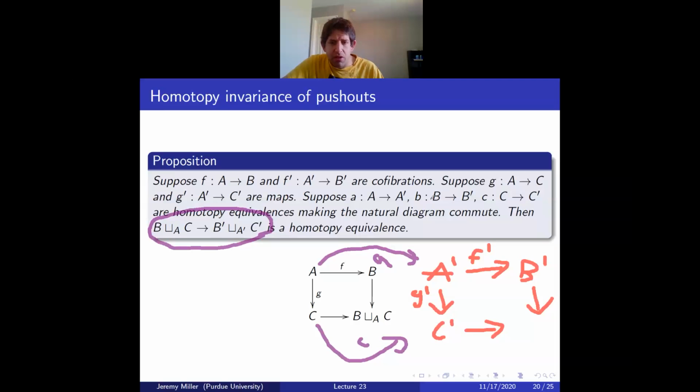I feel like I need some conditions. Oh, I said making the diagram commute. If you just had maps like this, it's not necessarily going to induce a map on the pushouts. If whatever diagram you can write down commutes, then you'll get a map on the pushout.